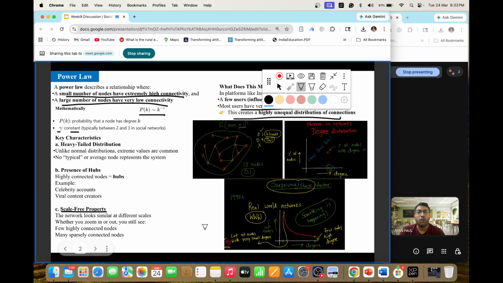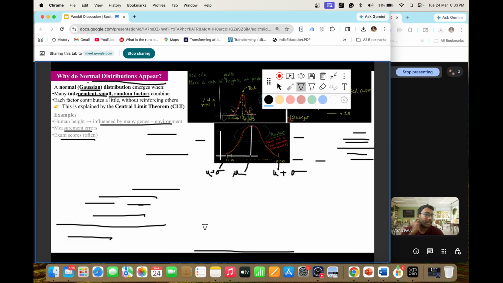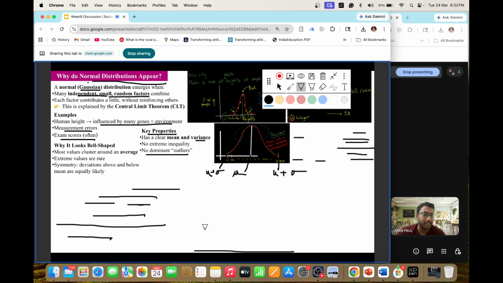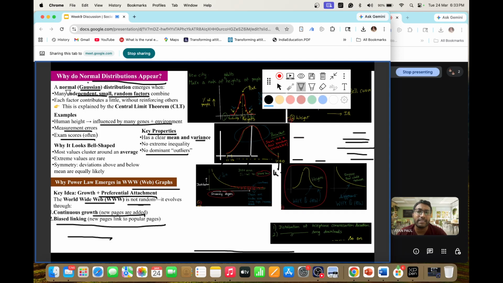Now, the World Wide Web follows the power law, but most natural cases like height in a city or IQ of people in a city follow a distribution known as normal distribution or Gaussian distribution. Why? Because here the central limit theorem is followed: many independent small factors combine. Here we have a clear mean and variance, no extreme inequality, and no dominant outlier.